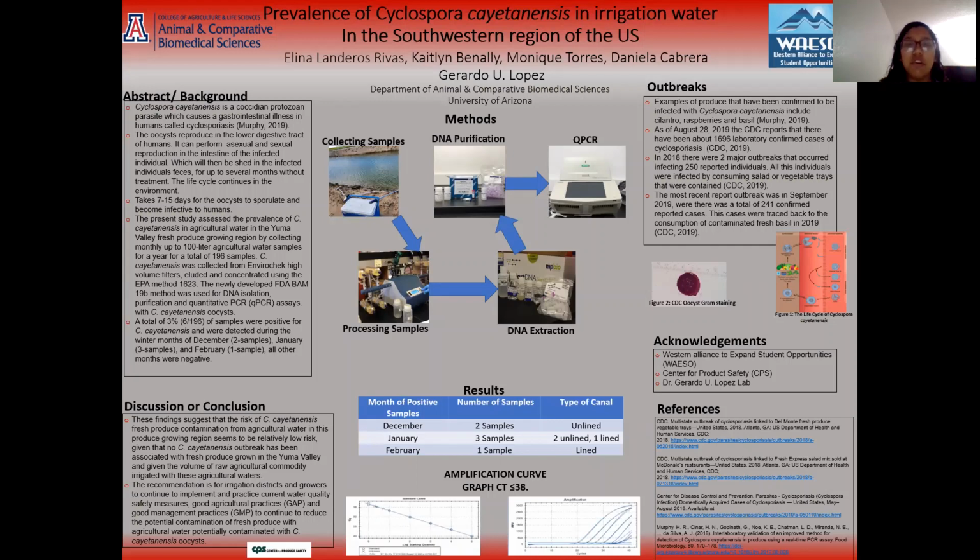Water in the southwestern region of the U.S. So, some background information on Cyclospora: it's a coccidian protozoan parasite which causes gastrointestinal illnesses in humans called cyclosporiasis.